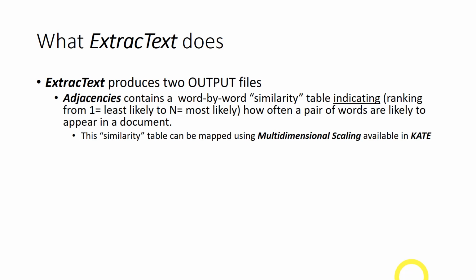And the output produced by ExtractText consists of two files. The first file is an adjacency file that contains a word-by-word similarity table, or proximity table, or adjacency table, that indicates how likely every pair of words is to appear in any document. So it essentially gives you a ranking, with one being the least likely to appear in a document and n the most likely. And that's the output. It's up to you now to use this adjacency table for additional analysis.